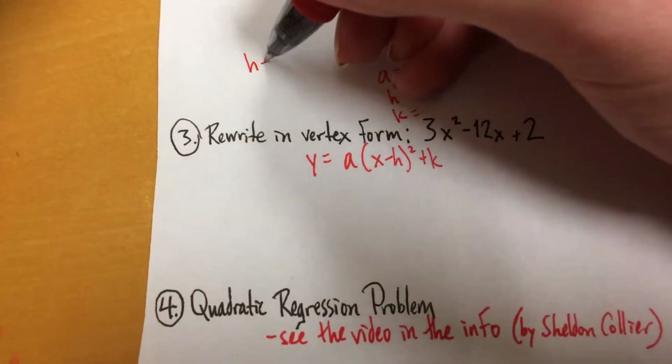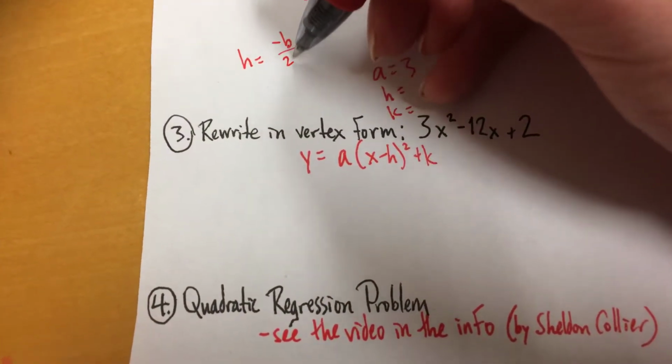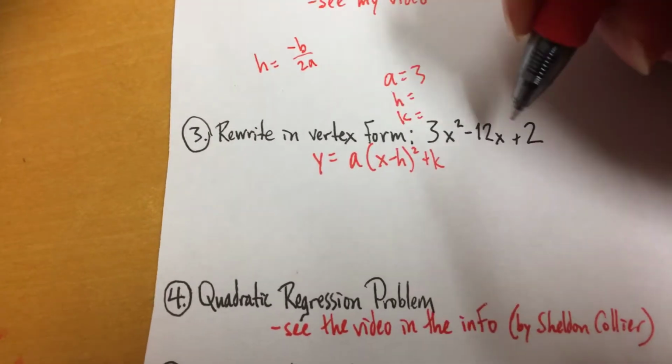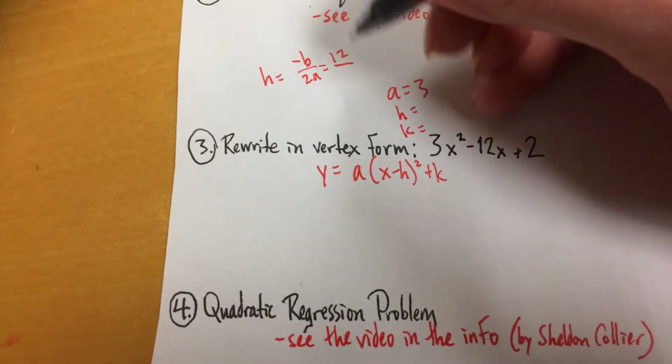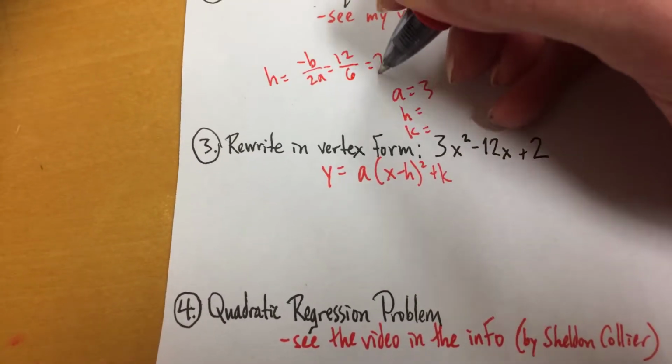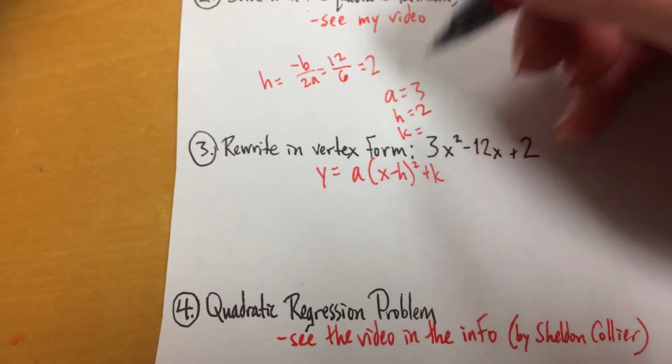So remember, h is negative b over 2a. So we're going to do negative b, which is going to turn into positive 12 over 2a, which is 6. 12 over 6 is 2. So we have our h value.